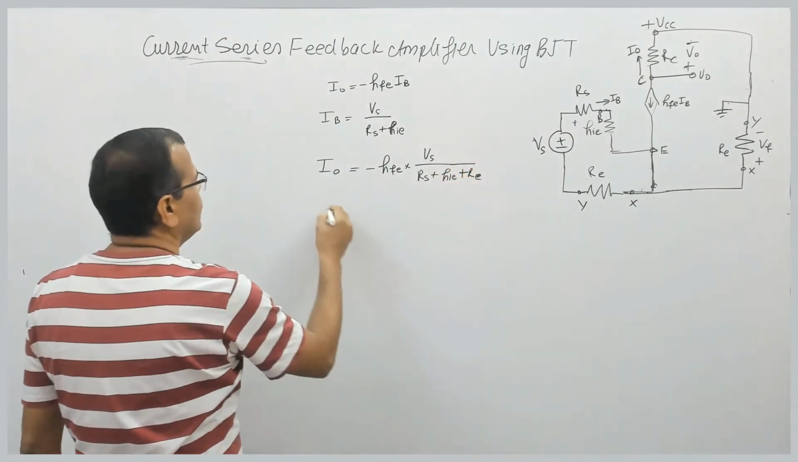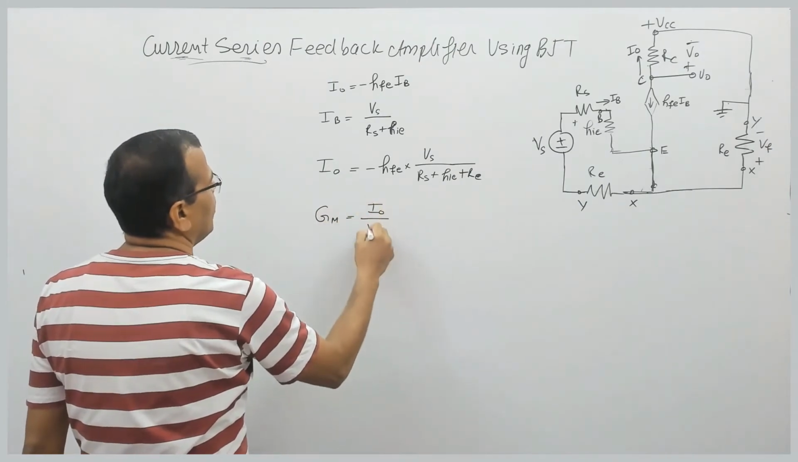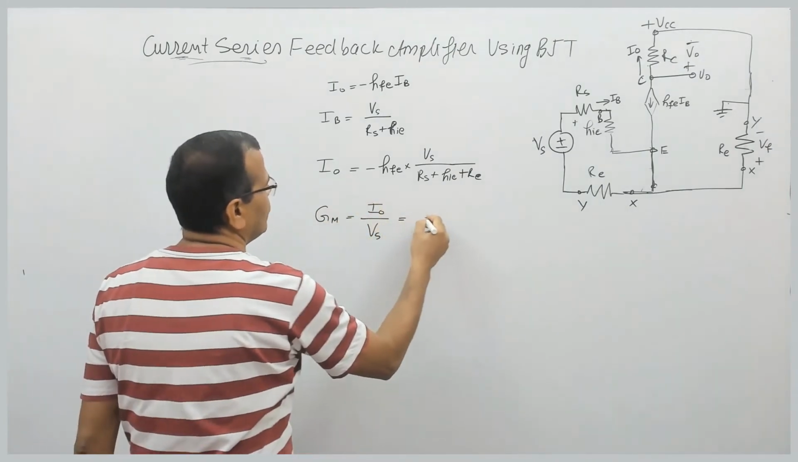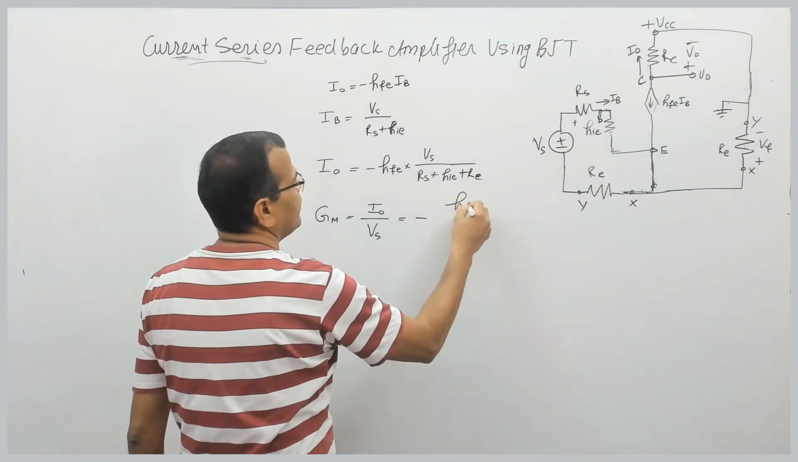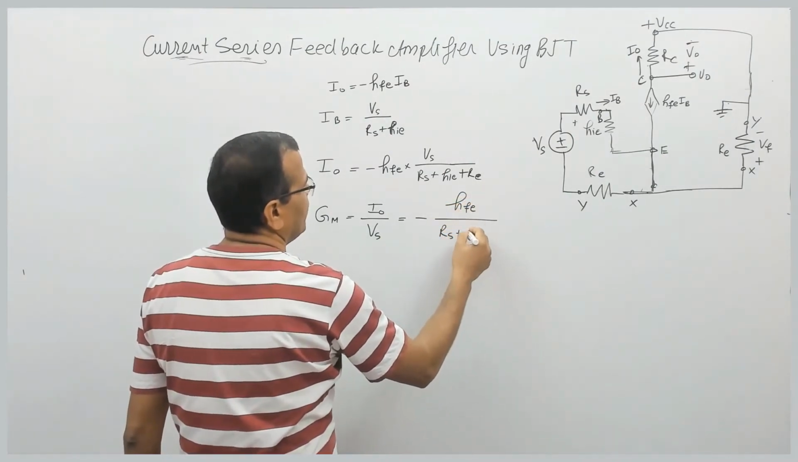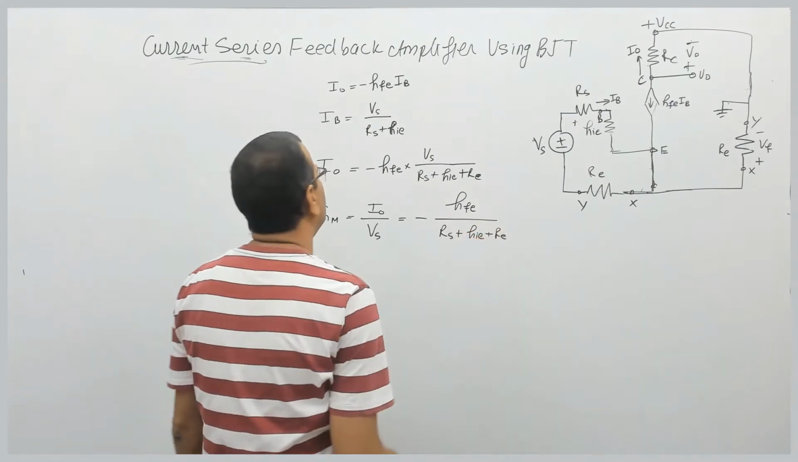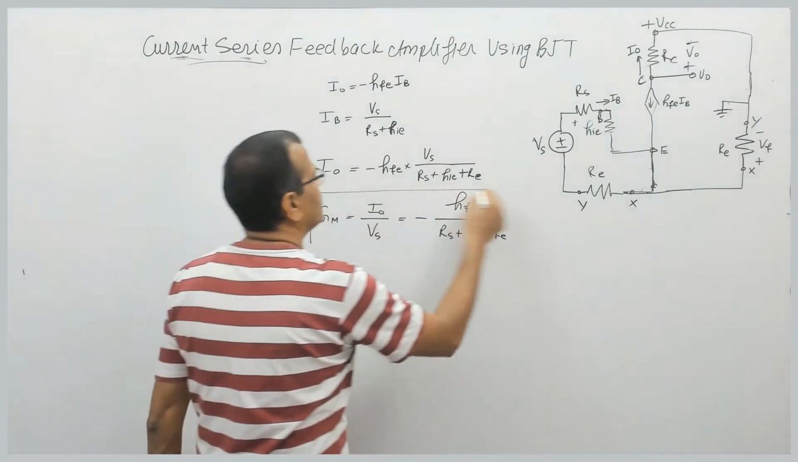Fine. So what is the transconductance gain of this? That is I naught upon Vs, that is equal to minus HFE divided by Rs plus HIE plus RE. This is your transconductance gain.